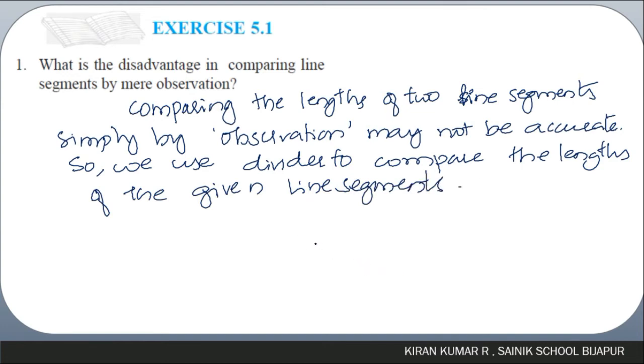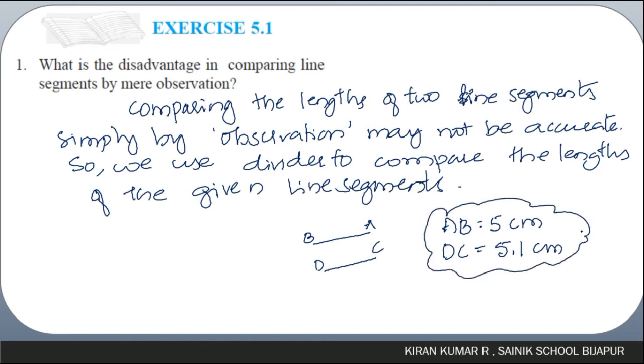Suppose you have one line segment, say AB, and another line segment, say CD. If AB is 5 centimeters and DC is 5.1 centimeters, just by observation we will not be able to say which one is greater. So yes, the disadvantage of just observing is that comparison by mere observation is not correct.